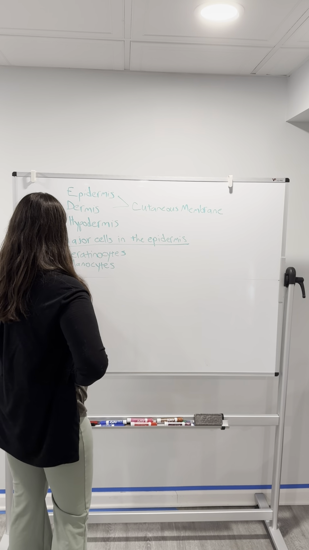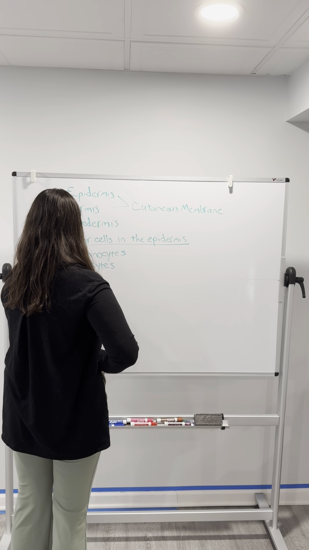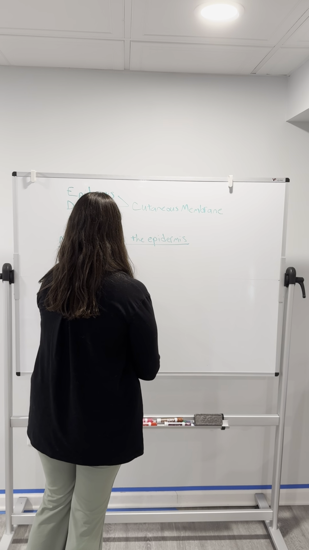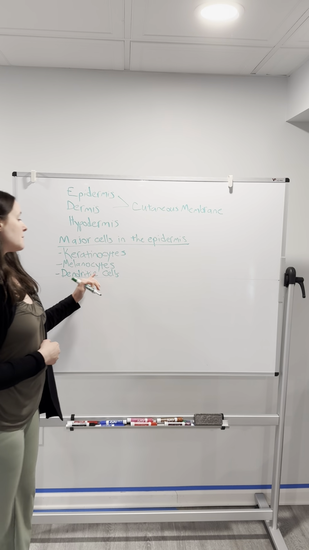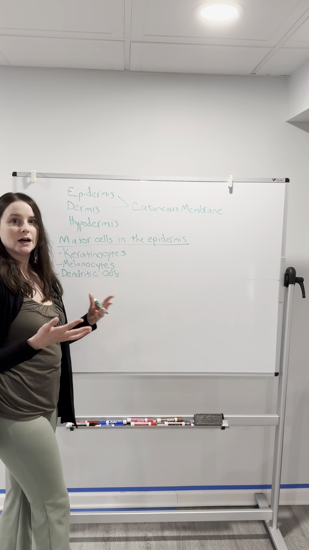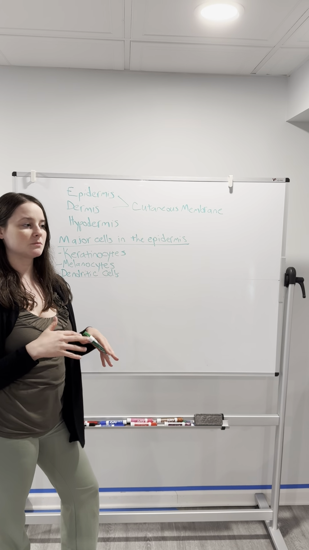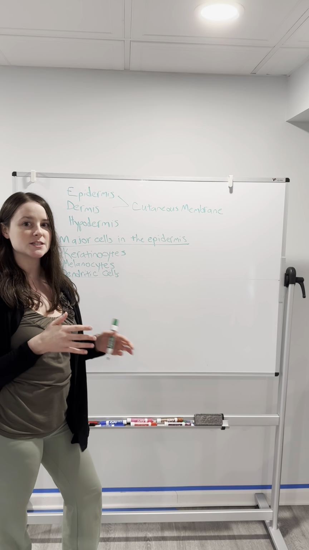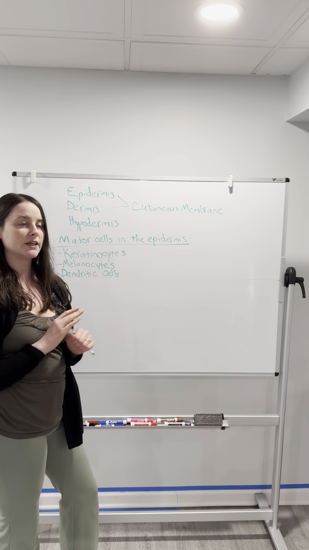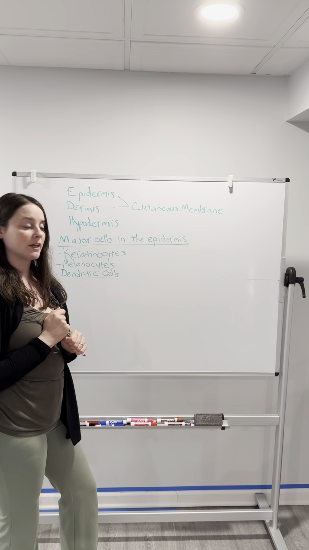Then we have dendritic cells, also known as Langerhans cells. Dendritic cells. Okay, so these are macrophages, which are a type of immune cell. So they just patrol the epidermis to take care of any foreign substances that may be in or on the skin. Okay, so they help to activate the immune system if they find something that's worth fighting.